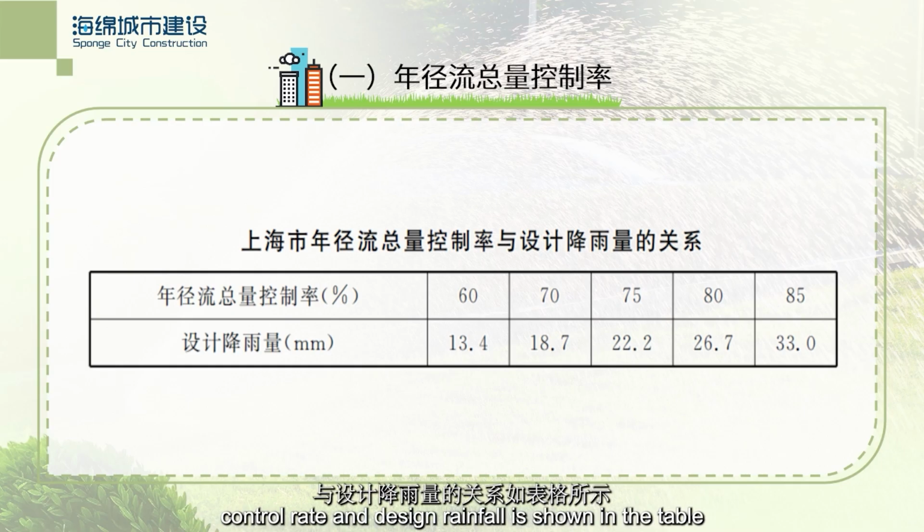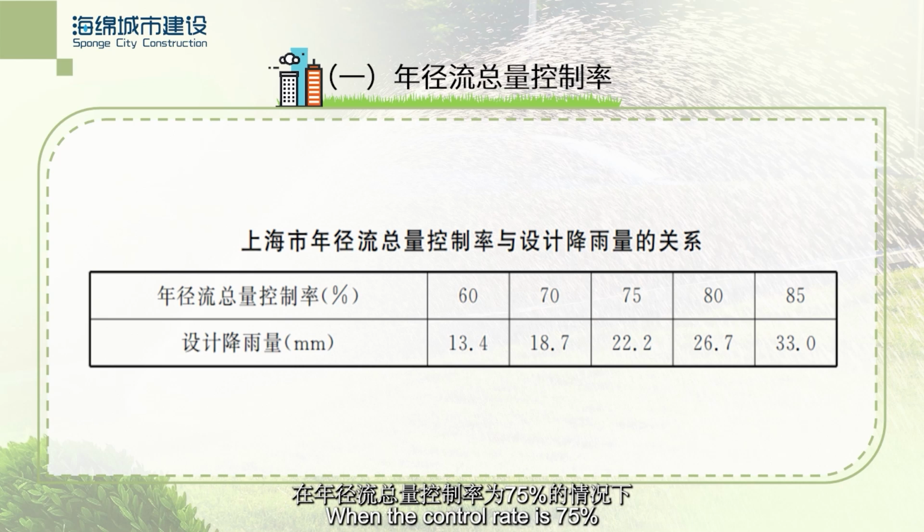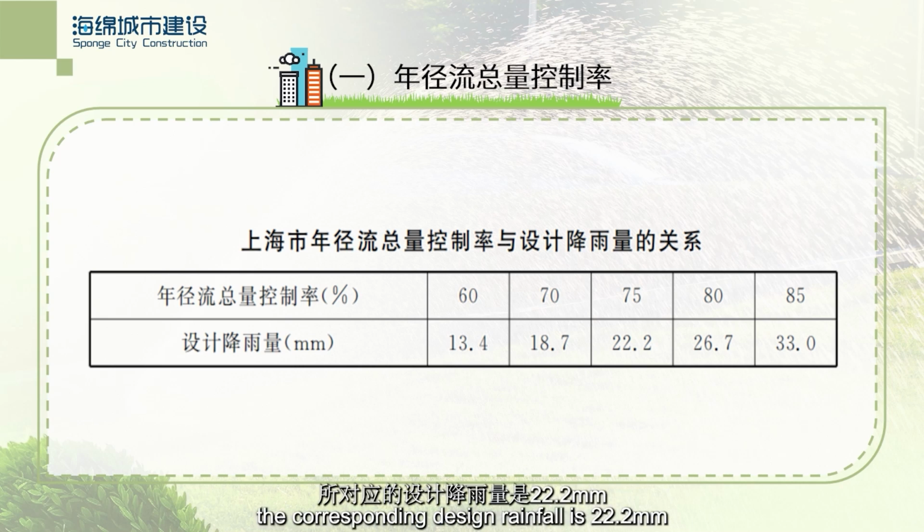The relationship between Shanghai's annual total runoff volume control rate and design rainfall is shown in the table. When the control rate is 75%, the corresponding design rainfall is 22.2 millimeters.